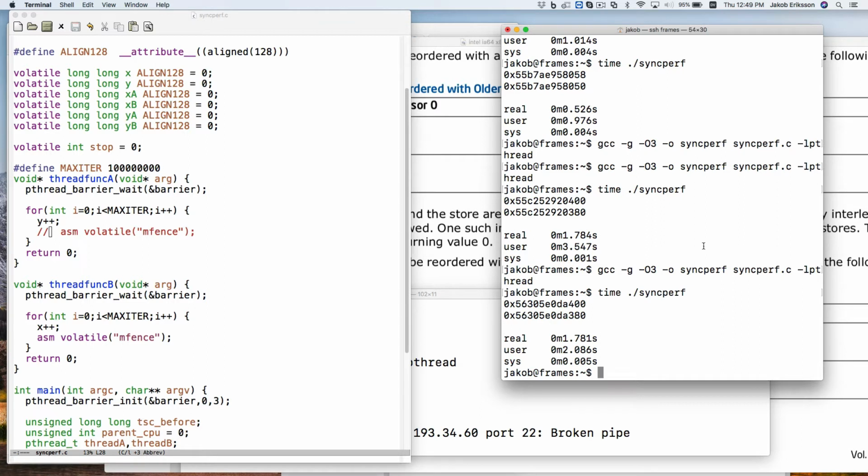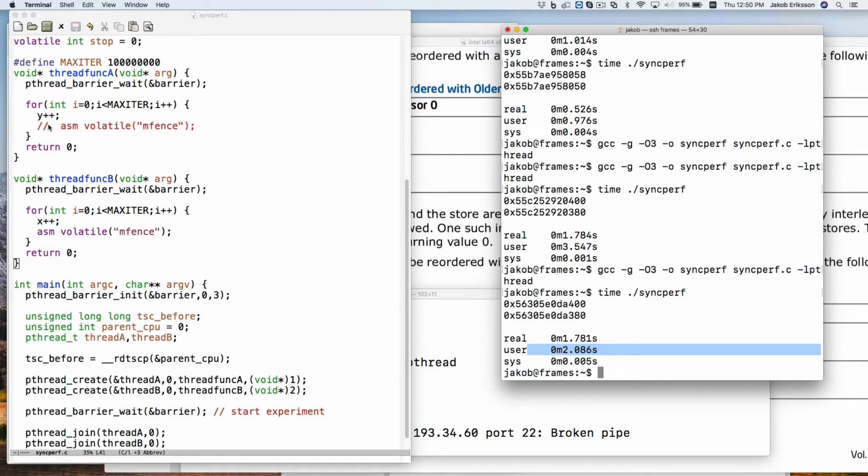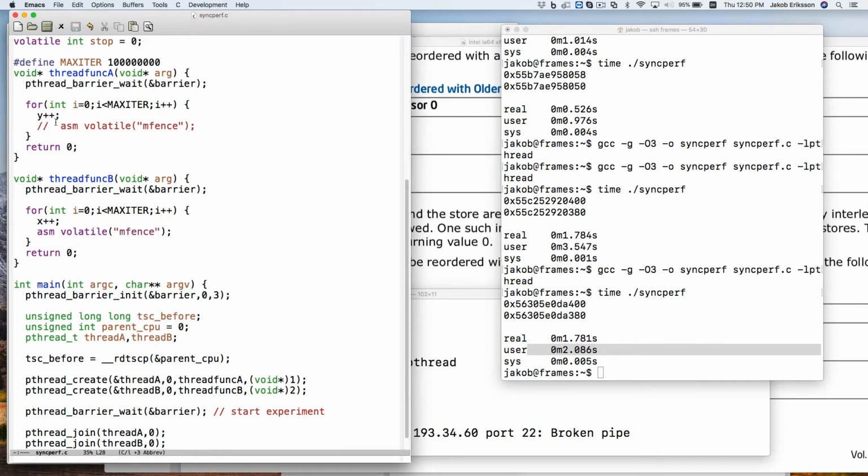In fact, we get about the same execution time. The user time is much less. Why is that? The one with the fence is still the long pole in the tent. Exactly. So we have a pthread join at the bottom. We're just waiting for everyone to finish. One of them is slow, the other one's fast. So that's okay.